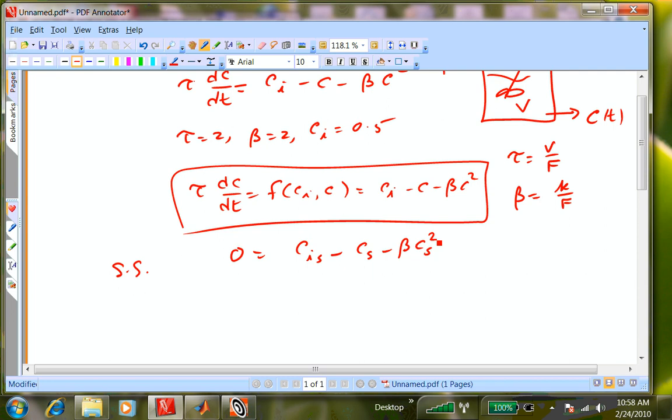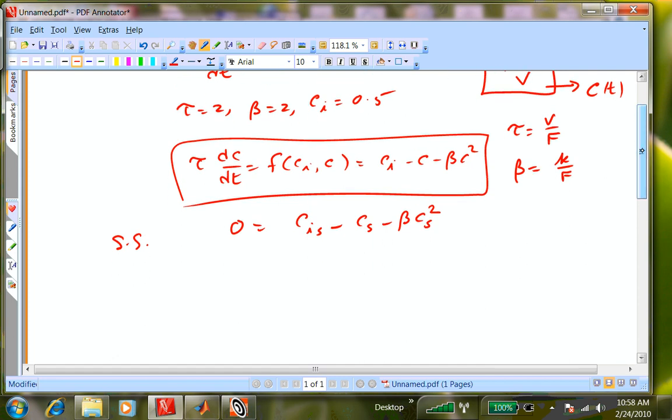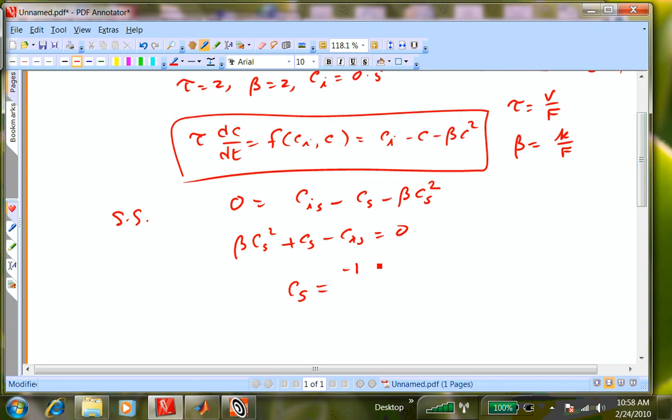How do I solve this? You have to use the quadratic formula. In MATLAB, there are a number of tools available to solve this, and I will show you later on. But let's just take the quadratic equation for now and write this, flipping the sign, as beta CS squared plus CS minus CIS equals 0. So CS, the steady state output concentration, is equal to minus... You may want to do this one on your own, and we'll see if we agree with each other.